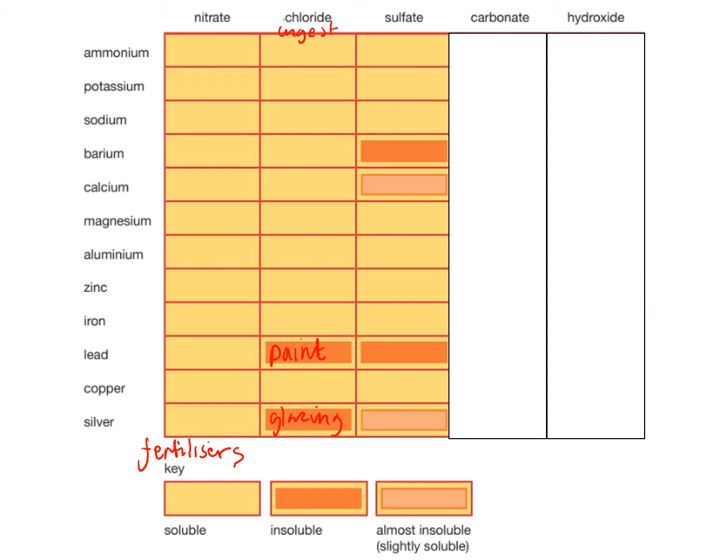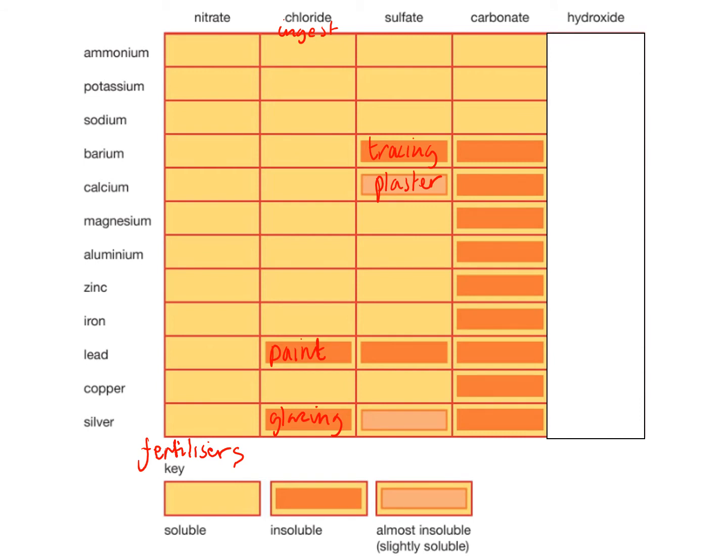Your barium sulfate, that's used in medical tracing. It's called a barium meal, and you'll swallow it, and then you can trace your insides using an X-ray, because the X-ray is blocked. You'll see a picture of that in a moment. And your calcium sulfate, that's used in making plasters, like casts, like plaster of Paris and things like that. So that's another way you can remember.